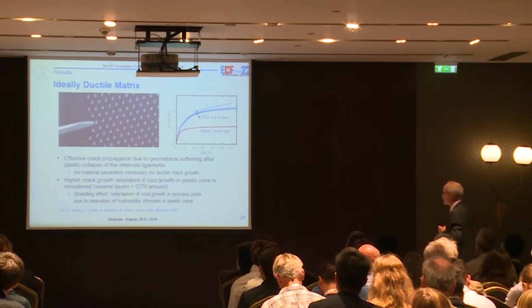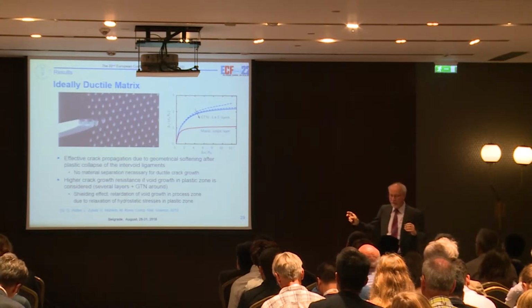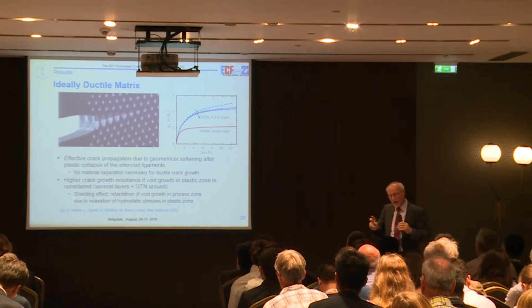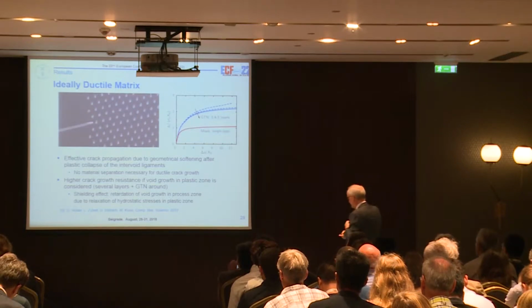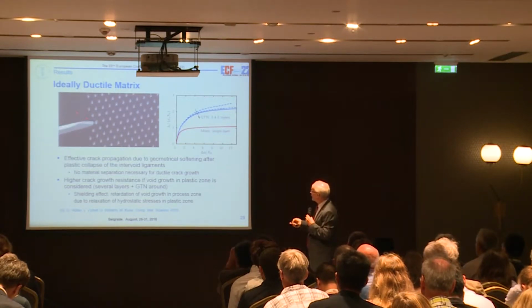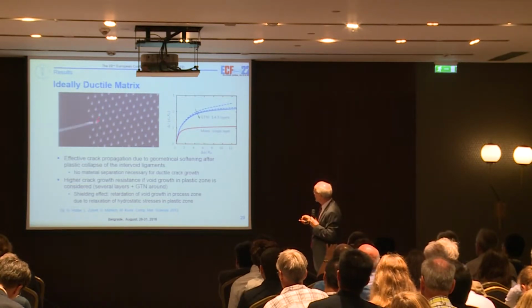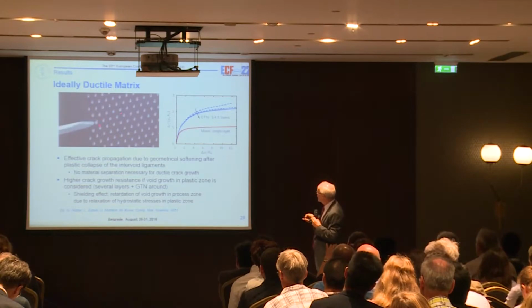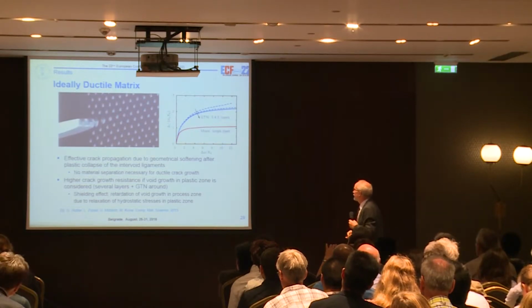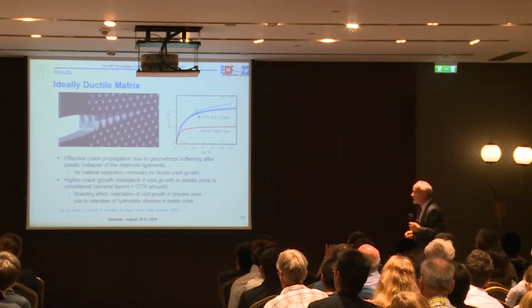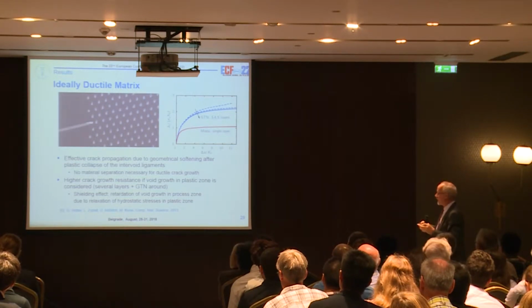Here you see a simulation for a perfectly ductile material, so no cohesive elements, only ductile. You see nice blunting of the crack tip and how the ligaments between the voids are necking and failing. Multiple void growth. So it is only a geometrical softening, no fracture.